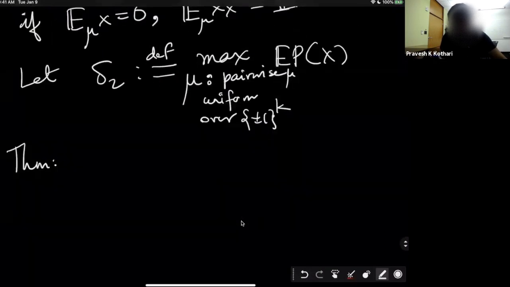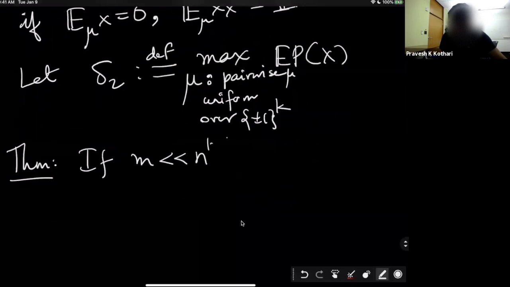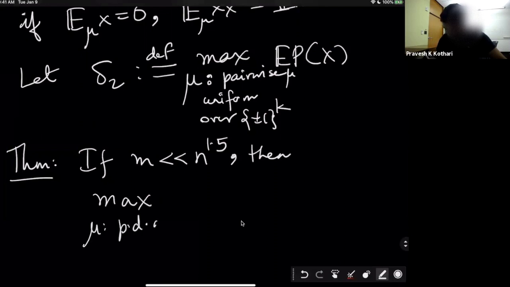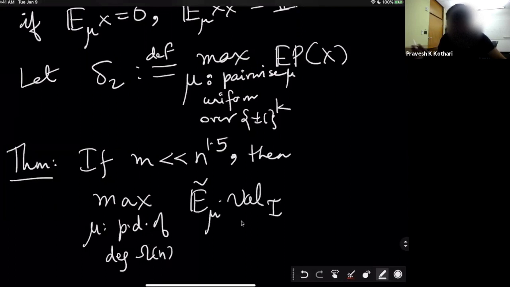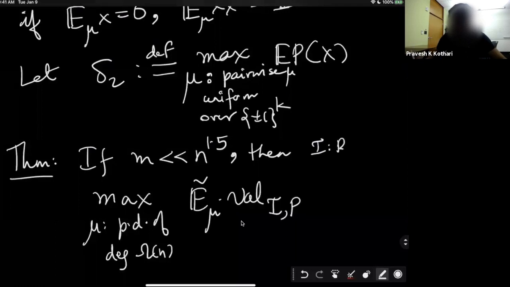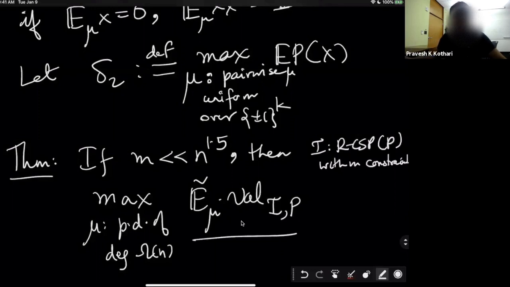So the theorem is, if m is asymptotically smaller than n to the 1.5, then the max over all mu, this time pseudo-distributions of degree some omega(n), let's remind ourselves that this is a CSP with predicate P and I is a random instance, then the value of the sum of squares algorithm on this random CSP instance with predicate P is equal to delta_2 plus or minus little o of 1.